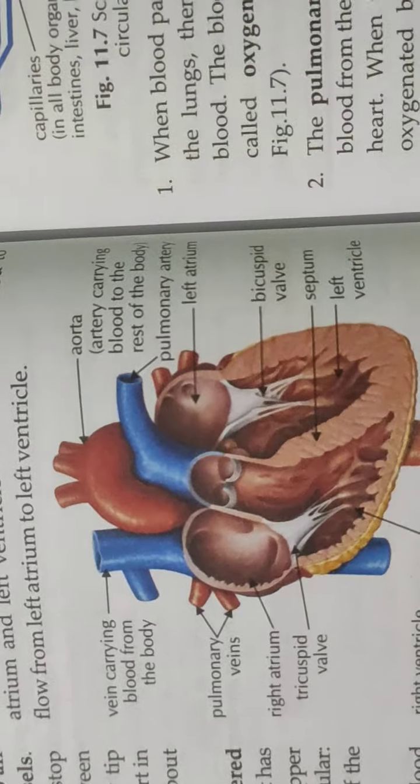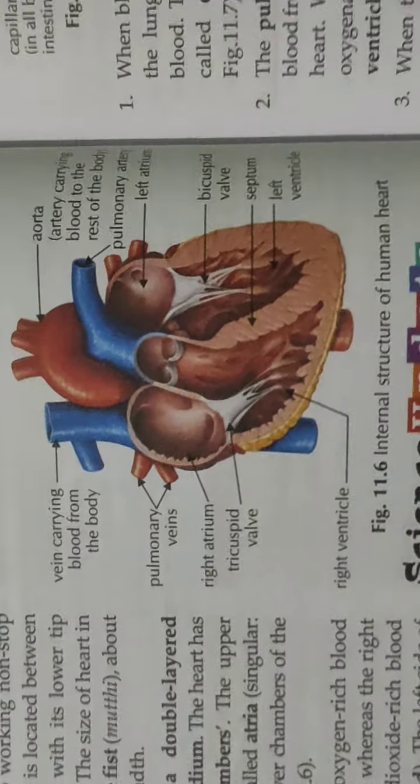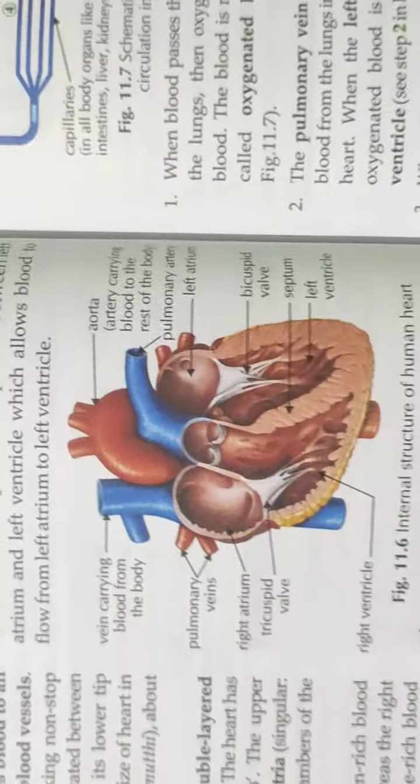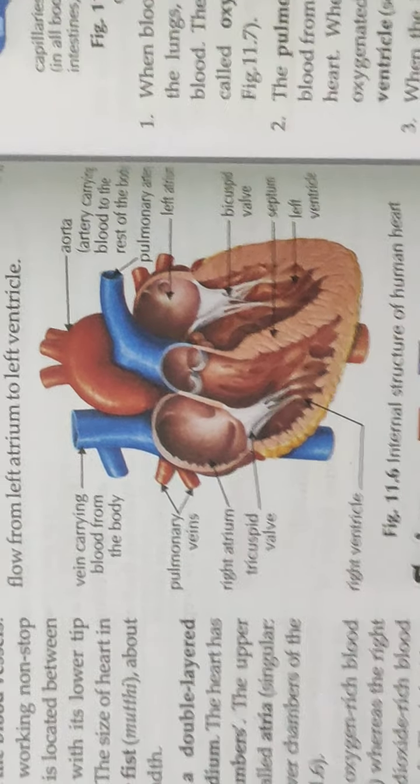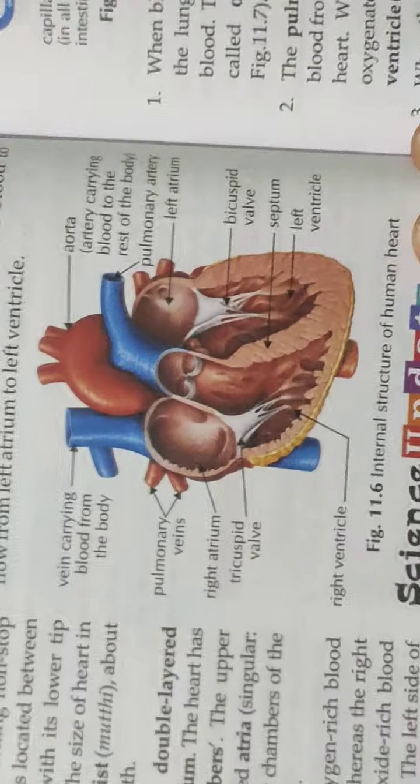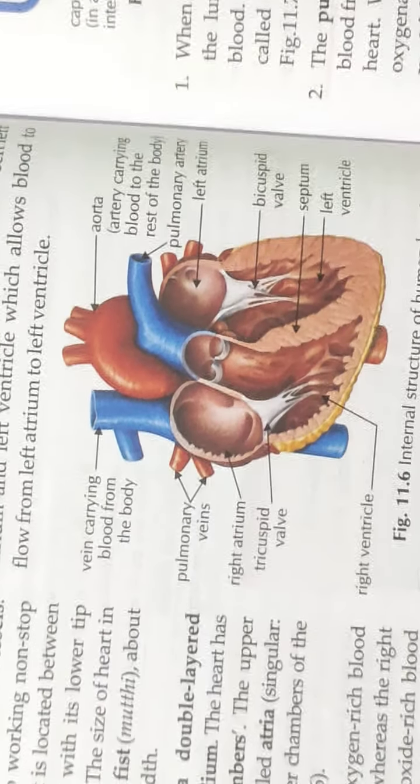It is enclosed in a double layered membranous sac called pericardium. It has 4 compartments called chambers: right atrium, left atrium, left ventricle and right ventricle. You can see the internal structure of a human heart in figure number 11.6.